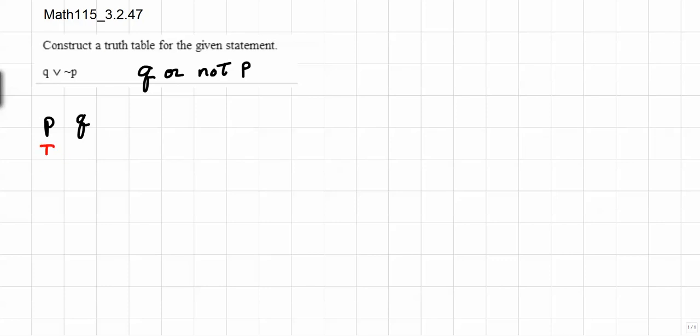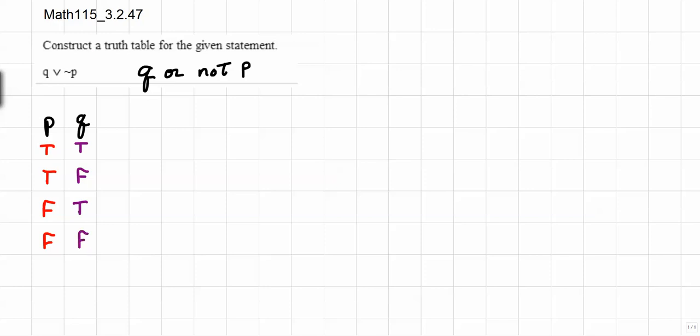And if P is true, that means that Q could be true. Also, if P is true, that could mean that Q is false. Again, we'll go back and say, but what if P is false? Well, Q could be true. And if P is false again, Q could also be false. So these are our initial columns.